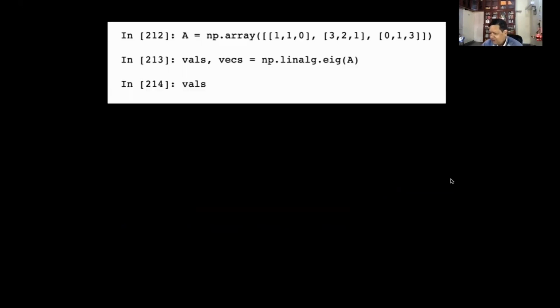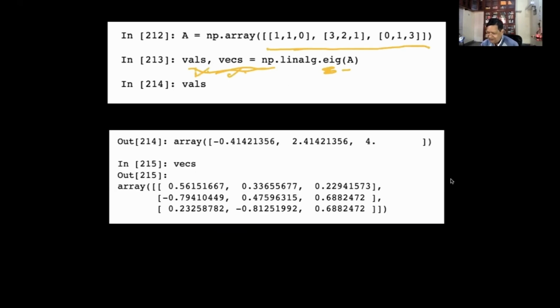We can apply these functions to a bigger matrix, the 3 by 3 matrix. The eig function gives you vals and vecs, eigenvalues and eigenvectors. Vals are these 3 of them, and the eigenvectors are these 3. So it's a 3D space. I cannot discuss any further. This is about it.